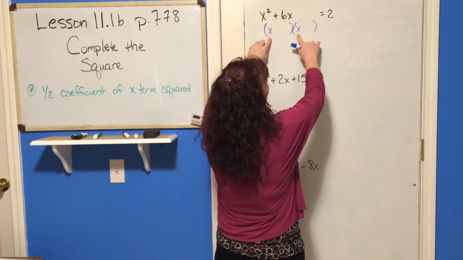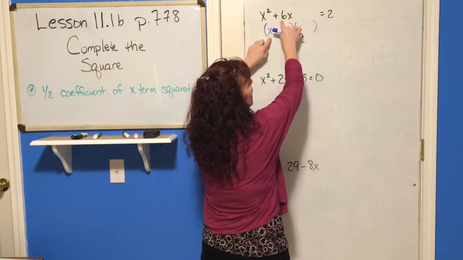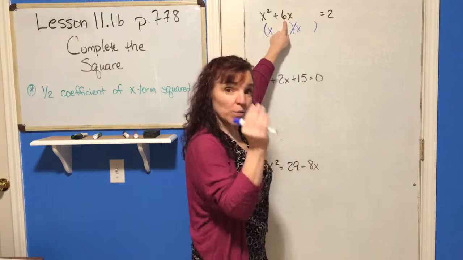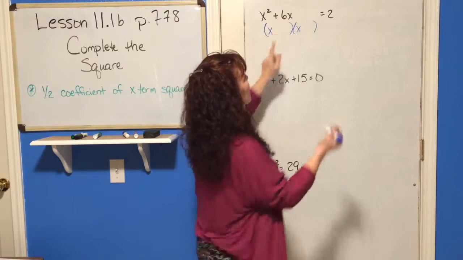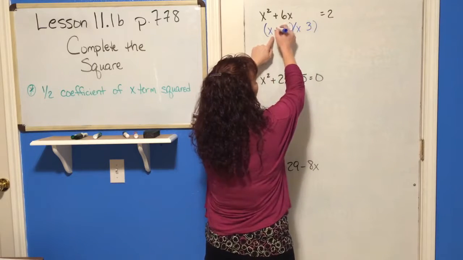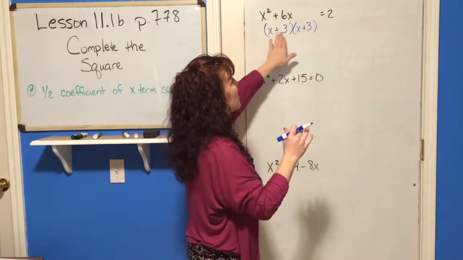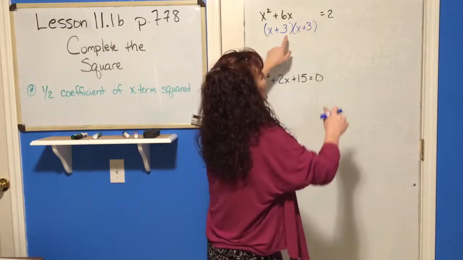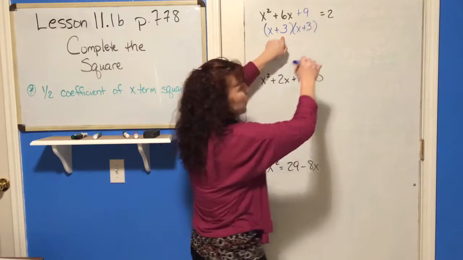So what we could do is this. We want to see what number multiplies to go here and adds together to get 6. We want it to be the same thing, so we want half of that. Half of 6 is 3. And so the binomial that we're squaring is x plus 3. So the term that I'm going to add here is 3 times 3, which is 9.